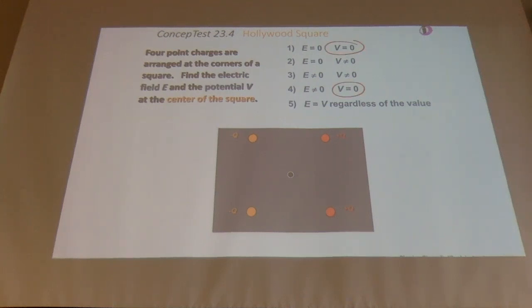And again, that point at the middle is equidistant from two positive and two negative charges. It should add to give me 0. But what about the electric field? Imagine what would happen if I drop a positive charge at that point. Will it feel a force or will it not? Sure seems like it might feel a force, right?